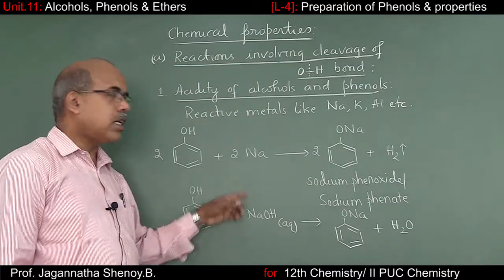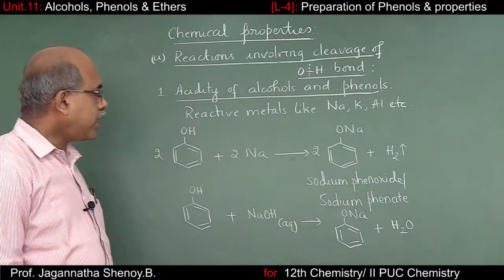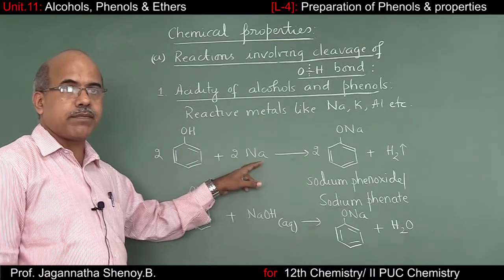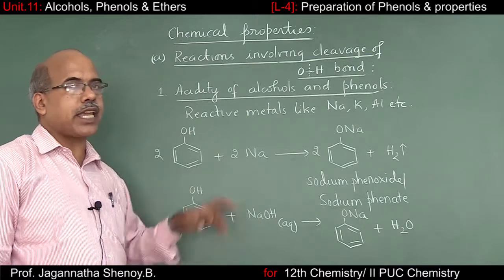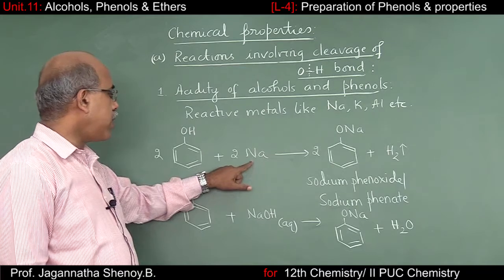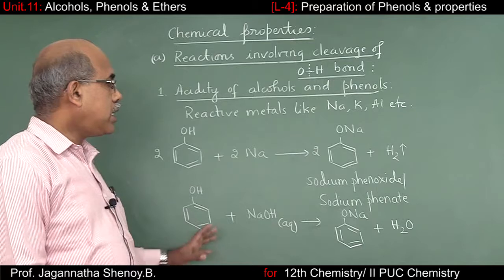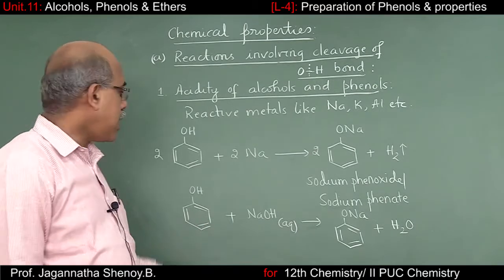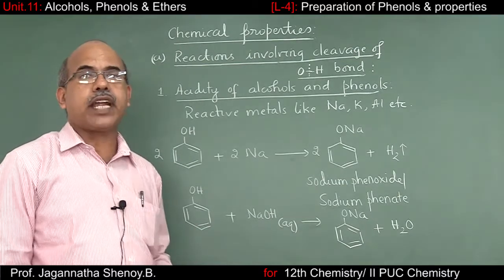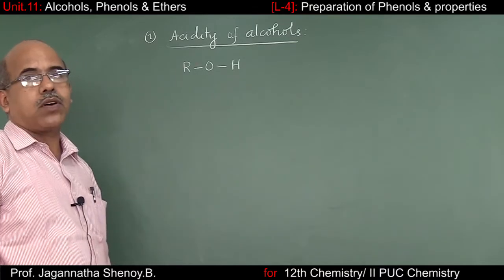So these two reactions clearly prove the acidic nature of phenol. One important observation that you can make is alcohol reacts with active metal like sodium, but it does not react with a base like NaOH. On the other hand, phenol can react with active metal like sodium, and it can also react with sodium hydroxide solution. So this point clearly indicates that phenols are stronger acids than alcohol, the reason for which we are going to study shortly. Let us discuss the acidity of alcohols.